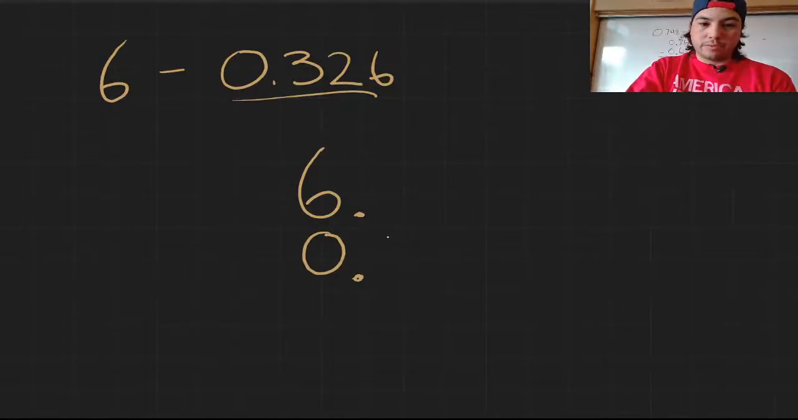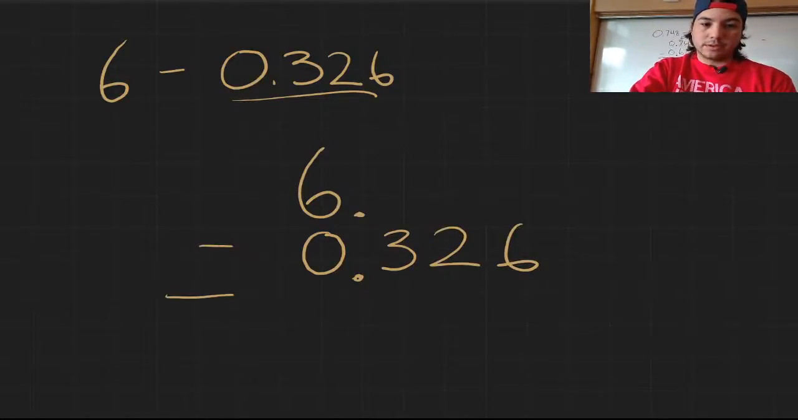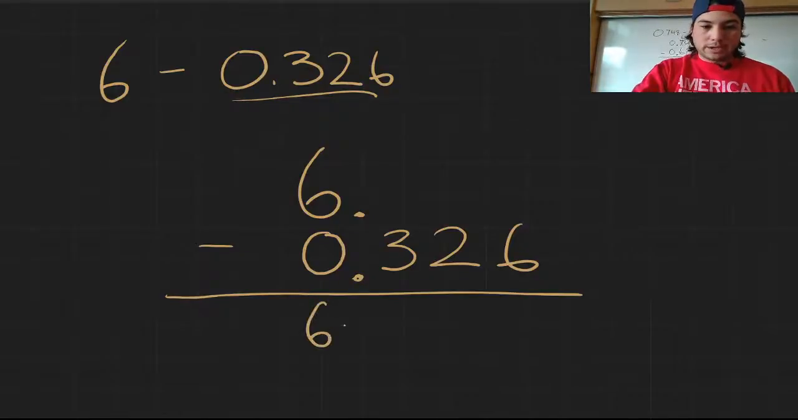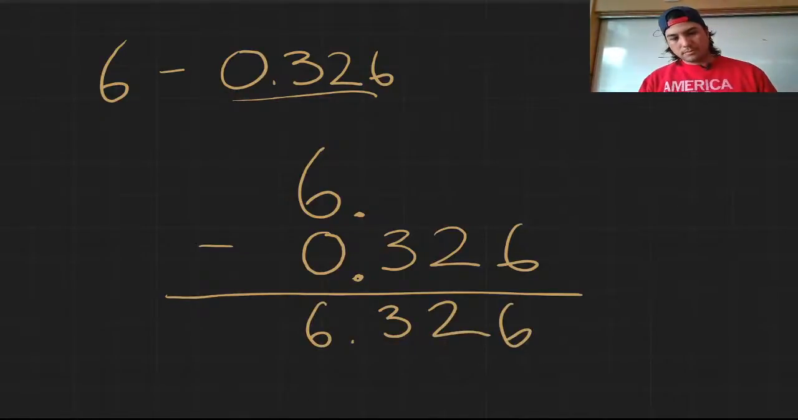And then we have 326 thousandths. Oh my gosh, what do we do? There's a bunch of empty space. Do we just go straight down and go, okay, 6 and 326 thousandths? No. We just added very effectively.